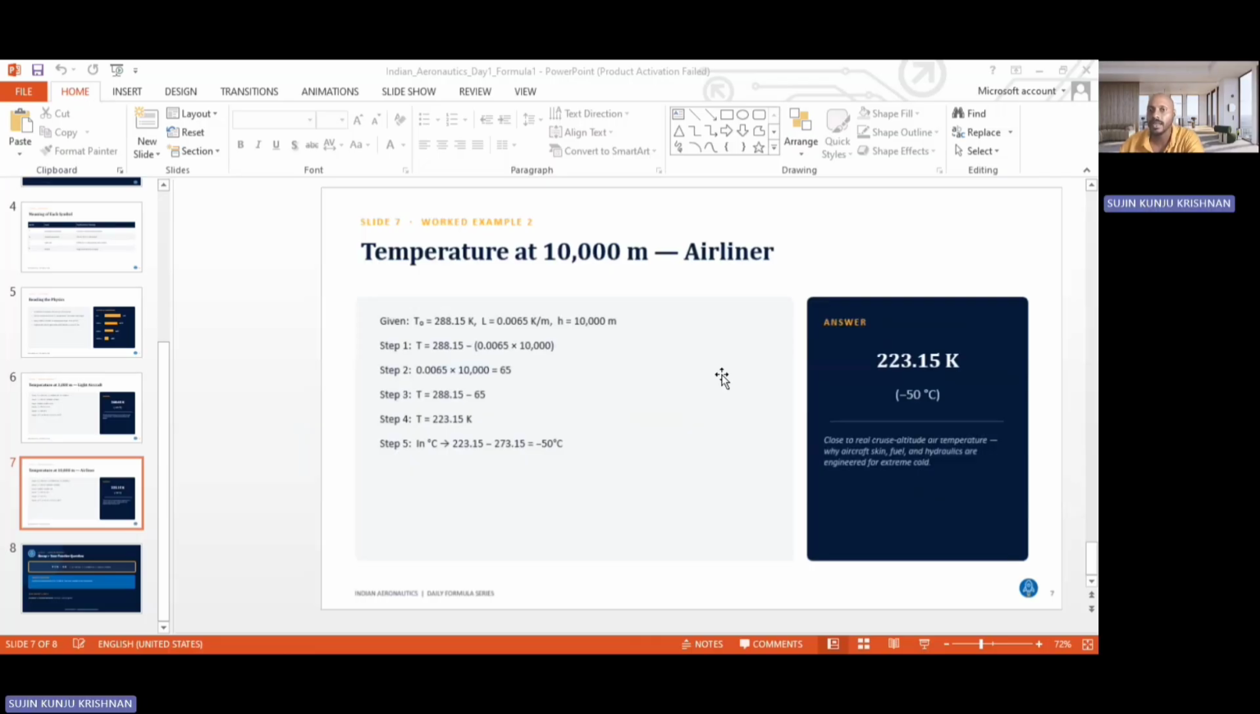Okay, enough theory. Let's actually use this formula, because a formula you can't apply in an exam or in the field is useless to you. We will do two examples: one for a small aircraft cruising at 3,000 meters, and one for an airliner cruising at 10,000 meters.